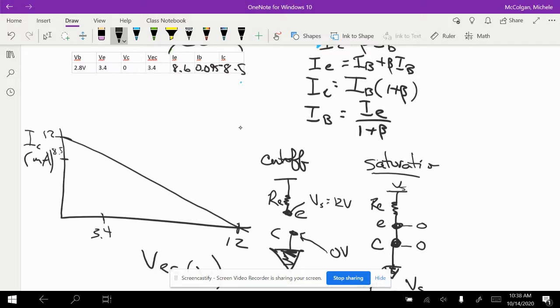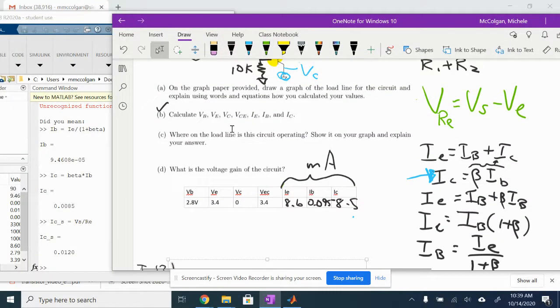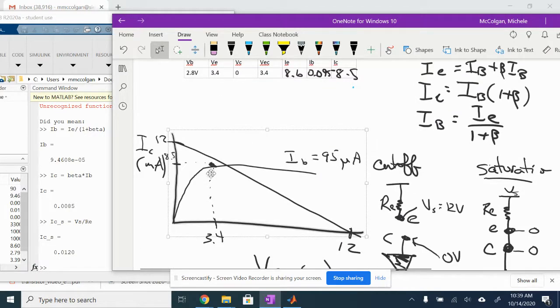And if I find where these intersect, that's where I'm going to be operating. So my characteristic curve has to go through there. So I would draw something like this, right? And then I'm going to label this as IB is equal to 95 microamps. So there, I've drawn in my characteristic curve and my load line. Where on the load line is the current operating? So pretty far back here.